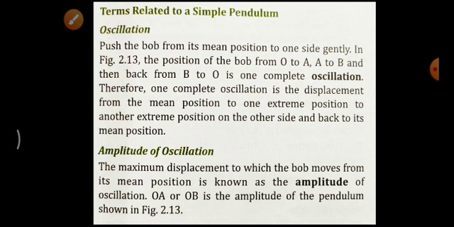Then amplitude of oscillation. The maximum displacement to which the bob moves from its mean position is known as the amplitude of the oscillation. So from the mean position, if you see the extreme position, that maximum displacement to which the bob moves from its mean position to the extreme position is called the amplitude of oscillation. In that figure, OA and OB is the amplitude of the simple pendulum.